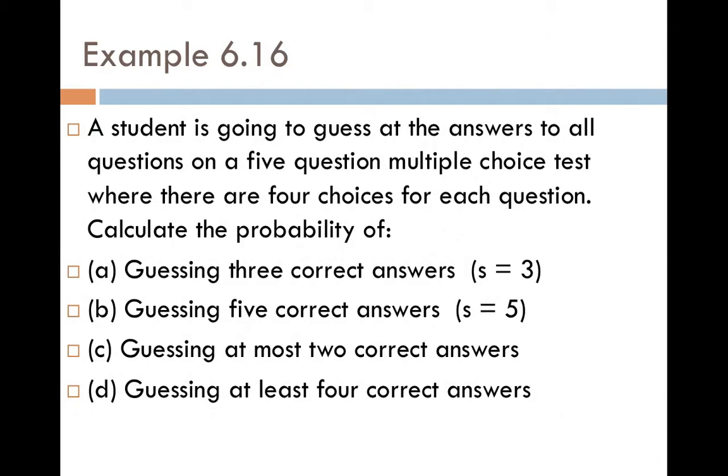Okay, so if the student is going to guess answers to all the questions, and there are 5 questions, there are going to be 5 guesses and therefore 5 trials. So you have to recognize that the number of guesses is the number of trials here, which is 5. 5-question multiple choice test, 5 trials, 5 guesses. There are 4 choices to each question. That's going to help us figure out what the probability of success is on a single trial.